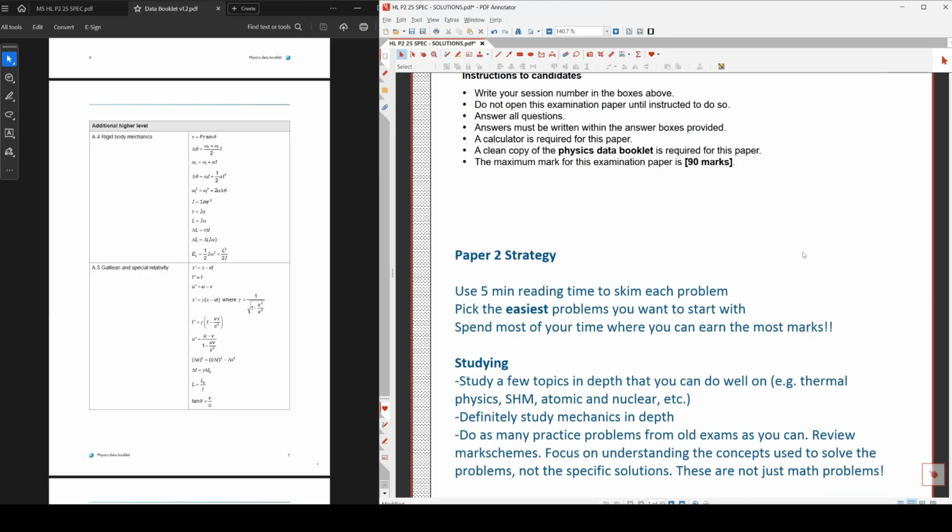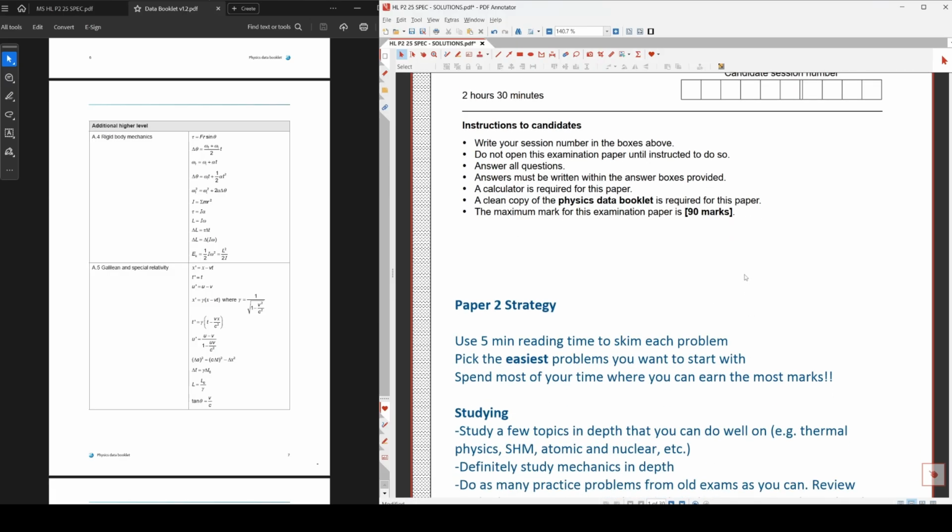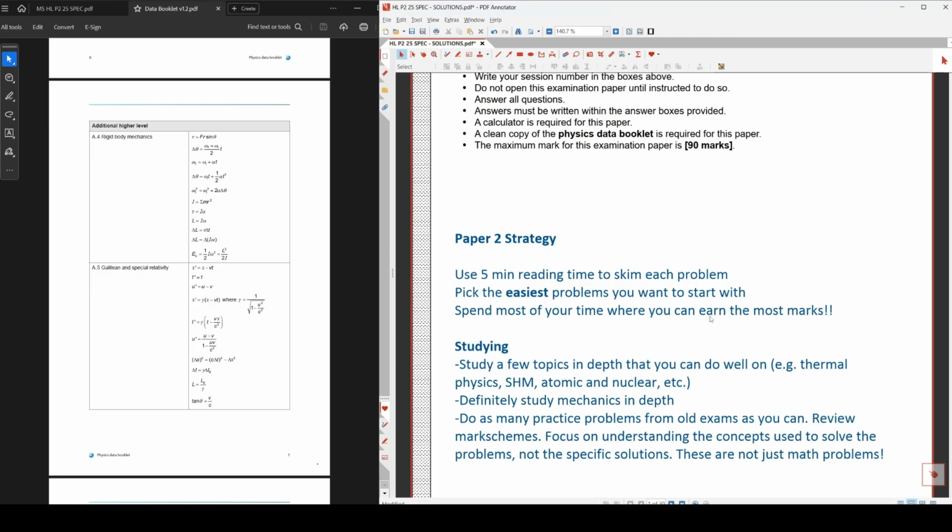So in terms of the paper two itself, I got the HL one here. All of the SL questions are in here. I think there's one little thing on the SL paper that's not in here, but basically everything from SL is in here. But HL, you get 2.5 hours to do 90 marks worth of stuff. So this one is a lot. Like all of your exams, you're going to get 5 minutes of reading time at the start.